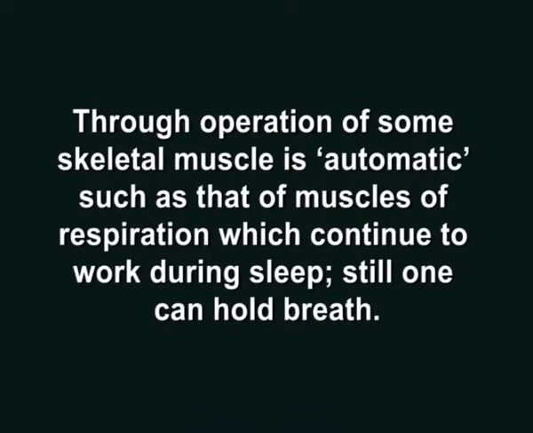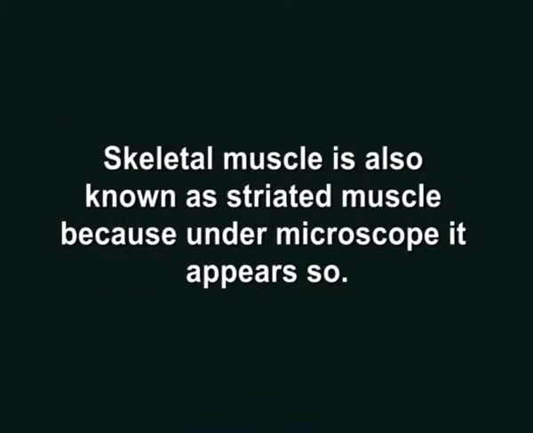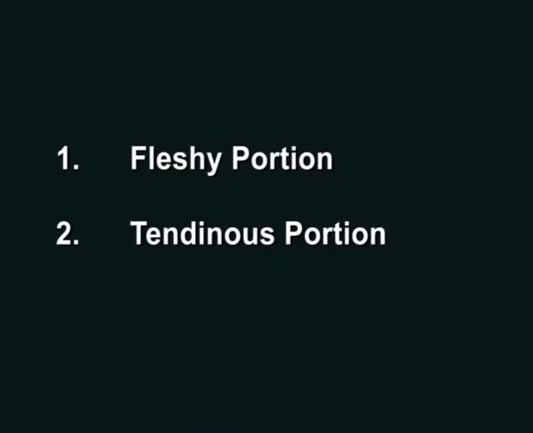Though the operation of some skeletal muscle is automatic, such as that of muscles of respiration, which continue to work during sleep, still, one can hold one's breath. Skeletal muscle is also known as striated muscle because under the microscope it appears so. Skeletal muscle basically consists of two portions: a fleshy portion and a tendinous portion.